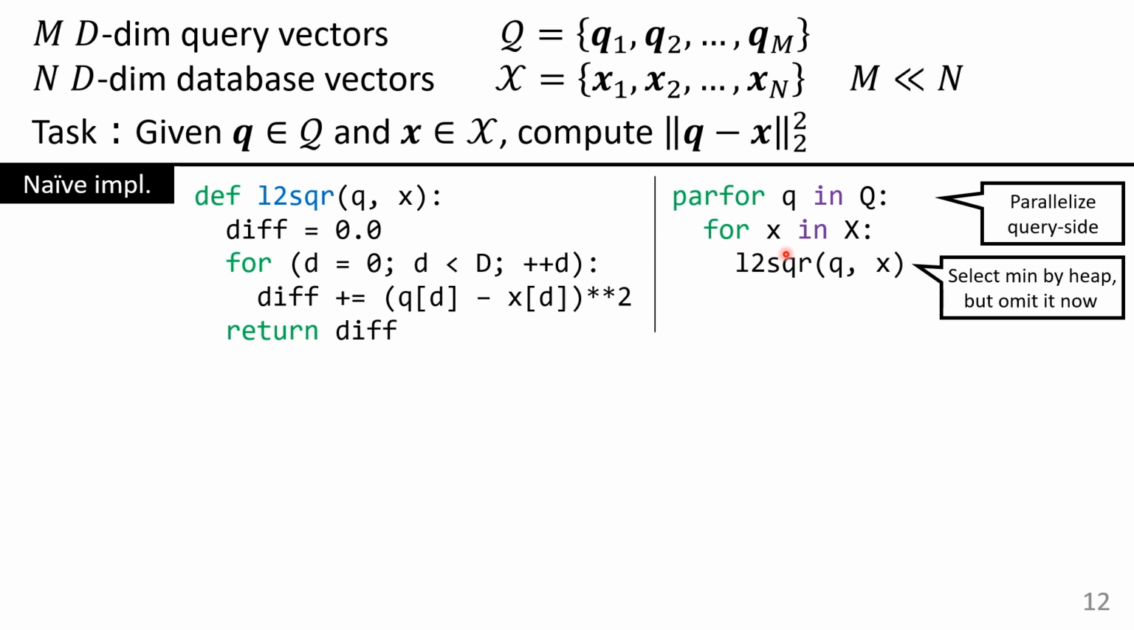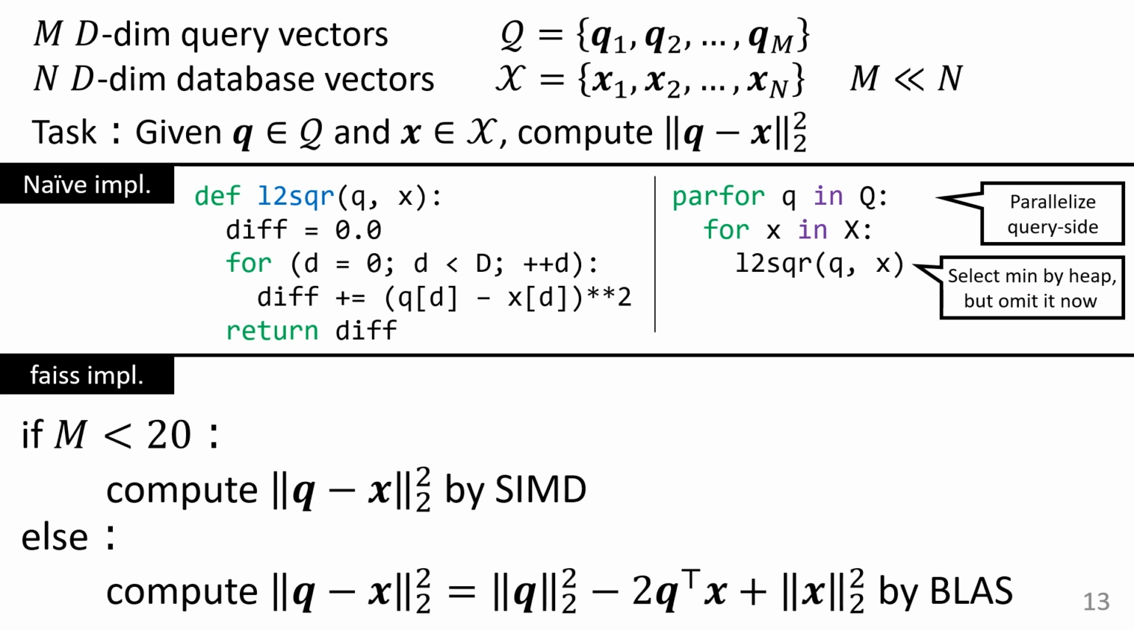Then our task is computing all combinations, so we run 2 for loops. The first for loop is for query, and usually we parallelize the query side here, so we don't use a parallel algorithm inside here. Then for each query, we compute each database vector, then compute L2 square distance. Then we need to select a minimum item by heap, but we just omit that now. So this is a naive implementation, right?